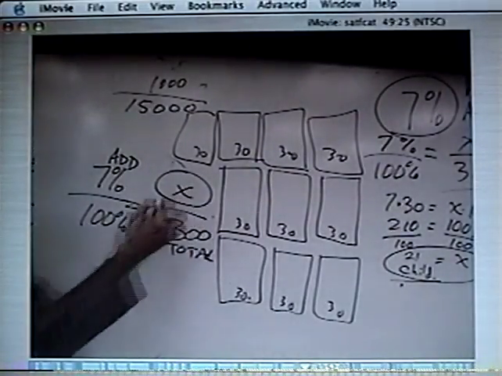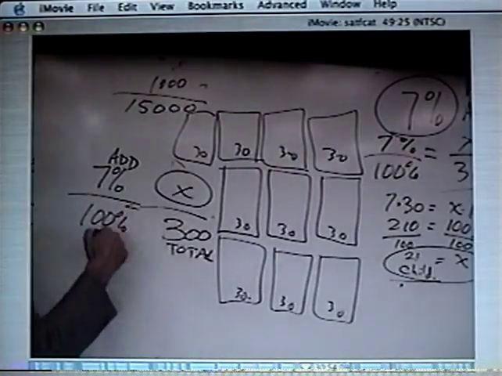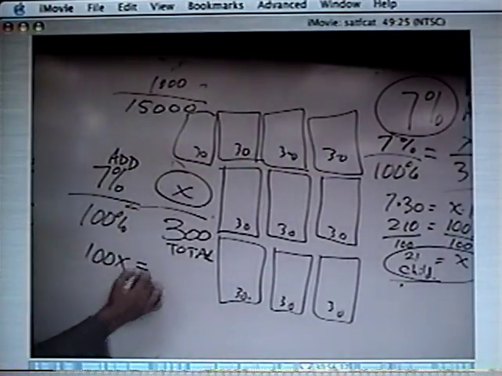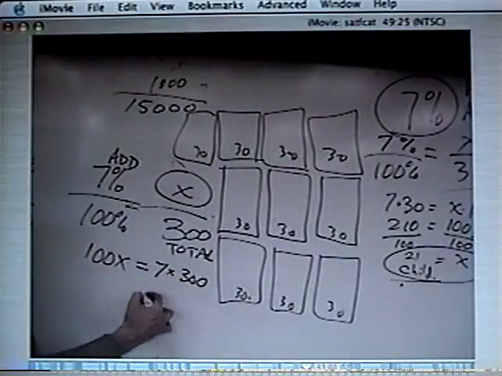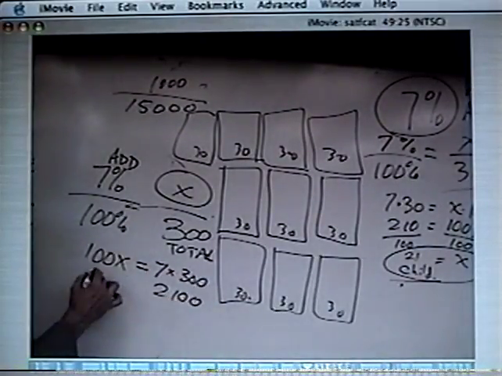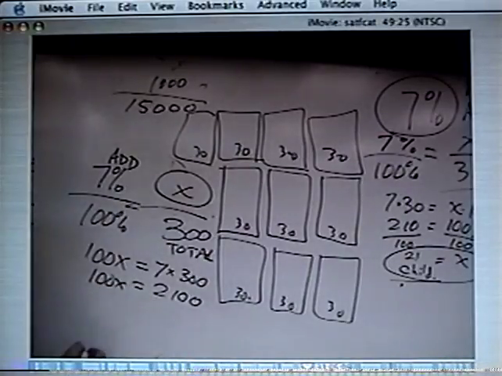Okay. So we'll call this X. 100X equals 7 times 300. 7 times 300. Okay, so this is 2100. So 100X equals 2100.